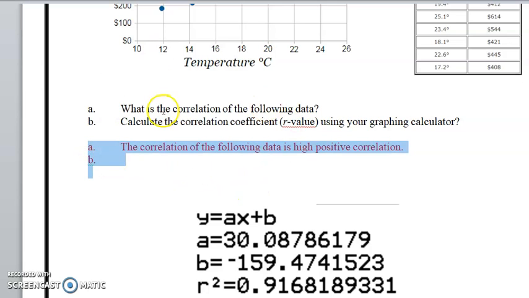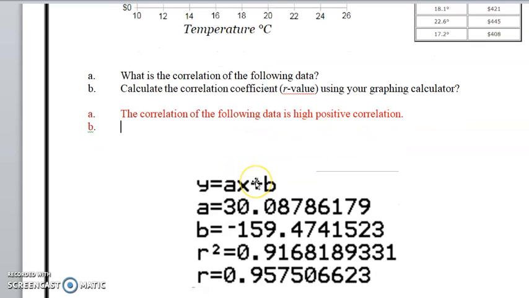And the B part, calculate the correlation coefficient, the R value, using the graphing calculator. So the correlation coefficient is R equal to 0.9575, and so on, right?